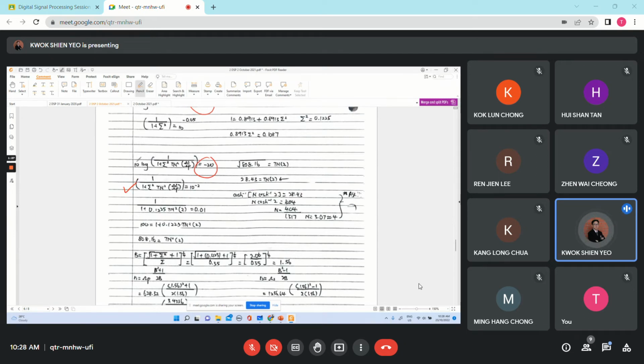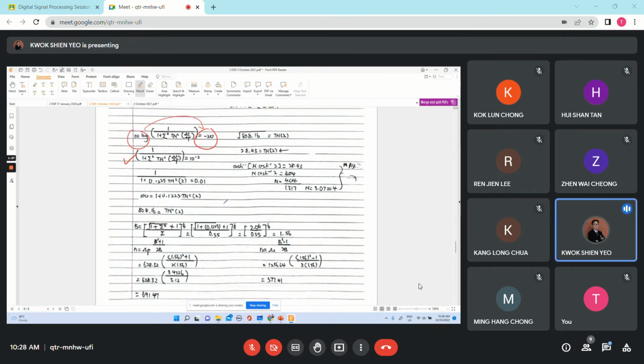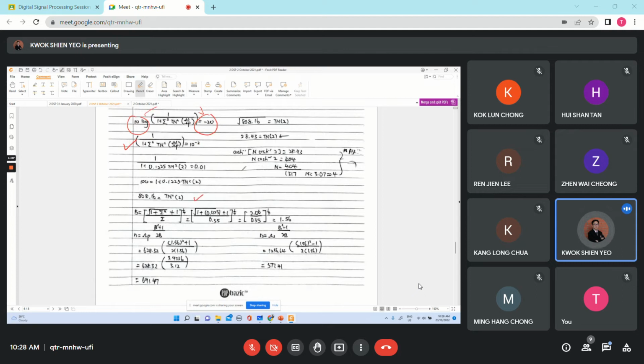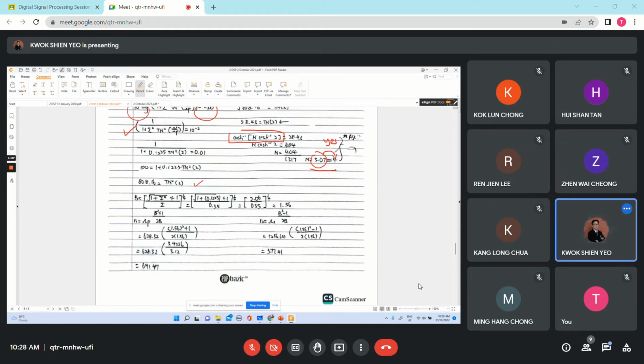So you bring this over. Let's say you got it here, then you use this method, then you got your n. 3.07, make it to 4. Yes, you should upgrade it to the higher border. Even though it is 3.0, 3.1, 3.01, you also need to upgrade it into 4.